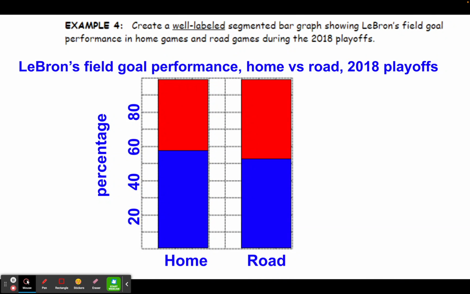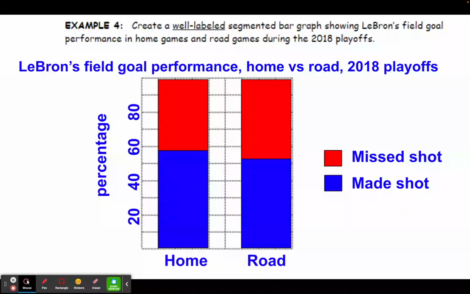So in a segmented bar graph, your bars should always total 100%, and they should be divided within the bar according to the different categories of your variable. And then again, don't forget your key. So really important with a segmented bar graph, especially that you specify which part of the bar is which for your two variables.